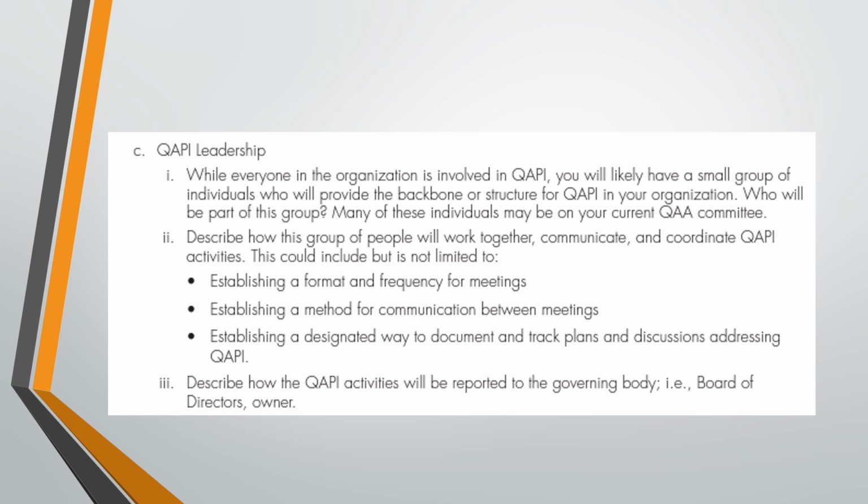This could include, but is not limited to, establishing a format and frequency for your meetings. According to Texas Administrative Code 5558, you need to meet once a year, and more if needed. Establish a method of communication between the meetings. Establish a designated way to document and track plans and discussion addressing QAPI. Describe how the QAPI activities will be reported to the governing body, board of directors, or the owner.